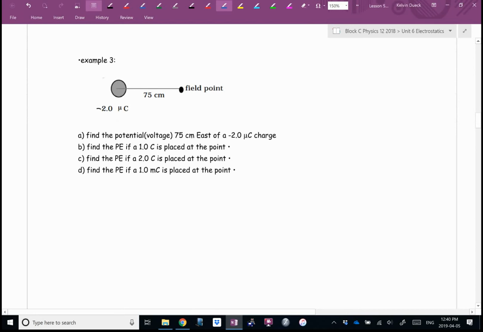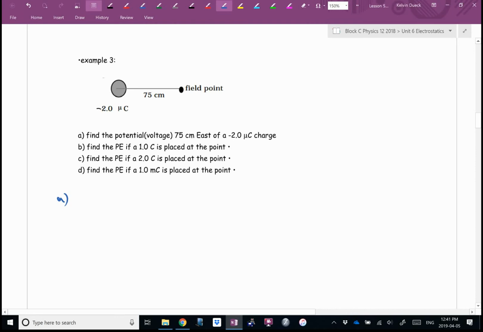Example 3 is the same picture we started with in example 1. It's a -2 microcoulomb charge. We're 75 centimeters to the right. Only this time, Maggie, part A wants me to find what? The potential. Another word for which is?